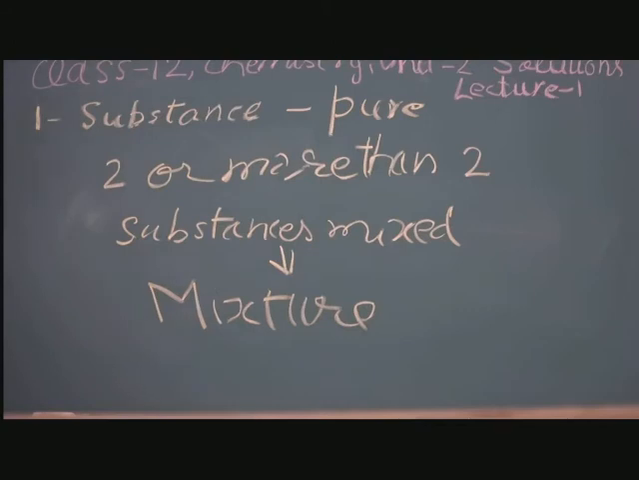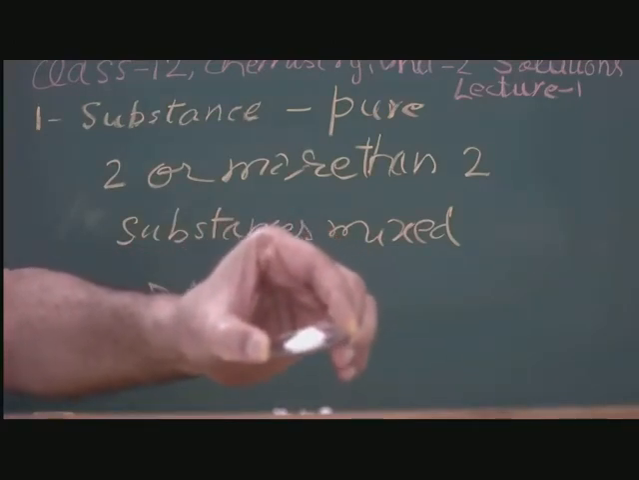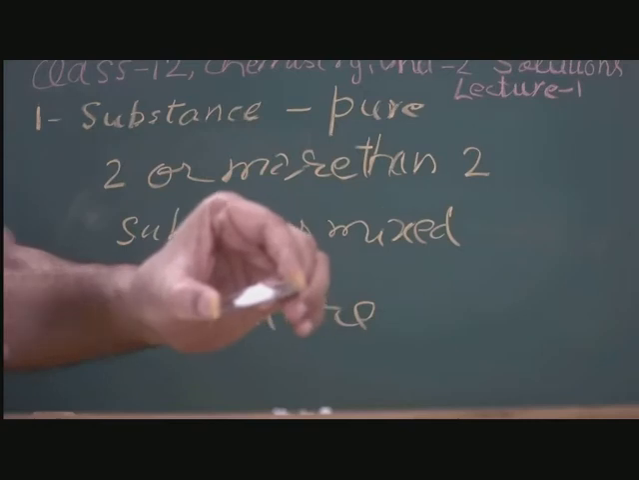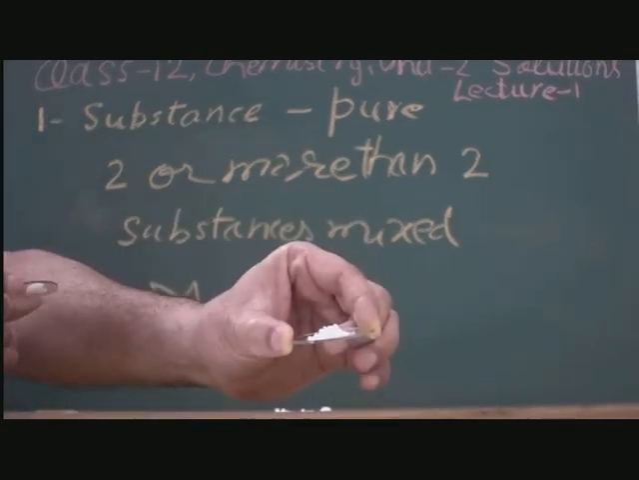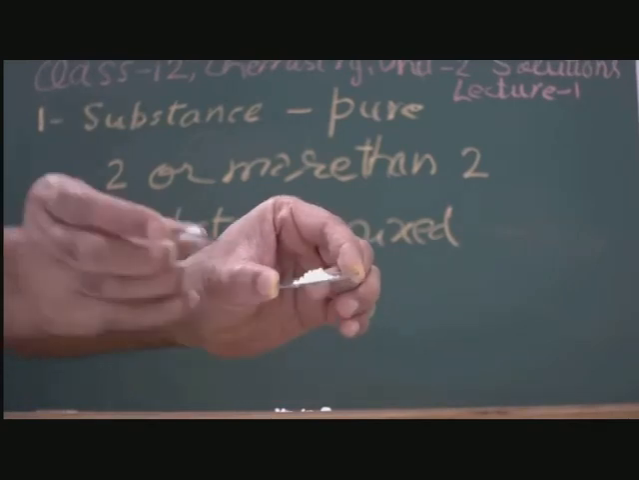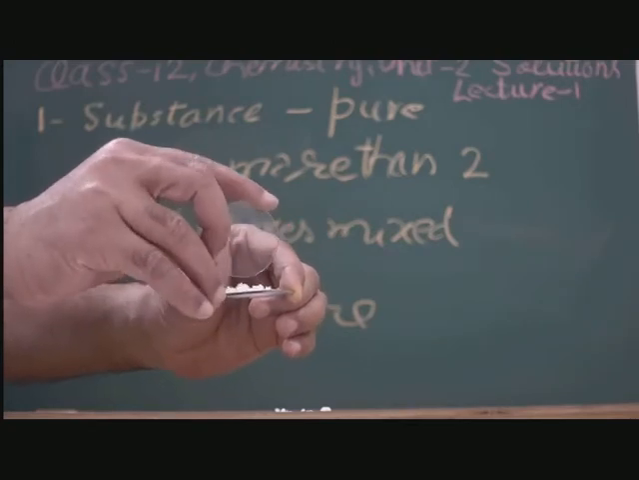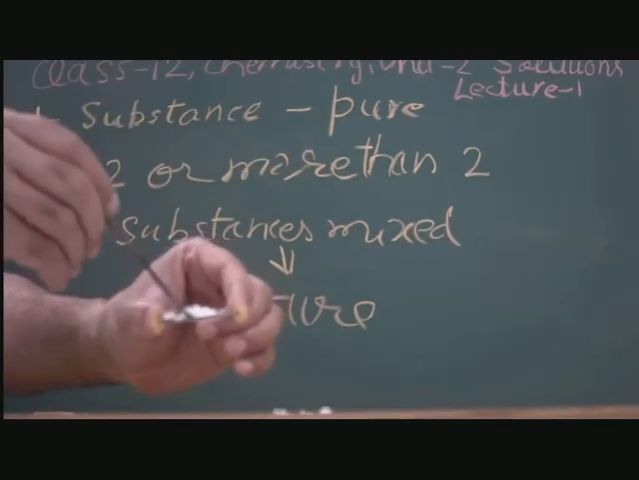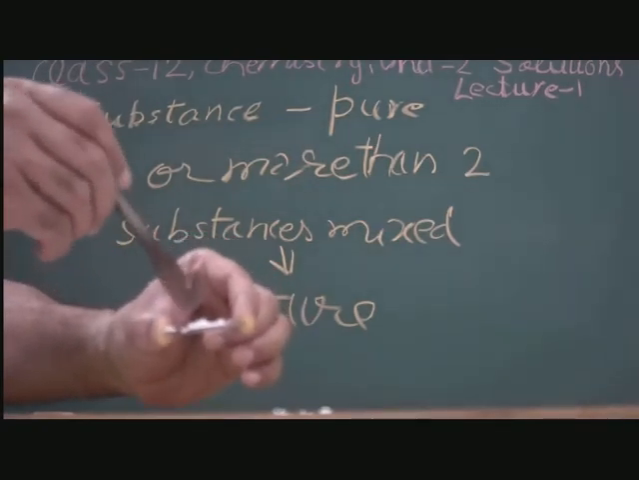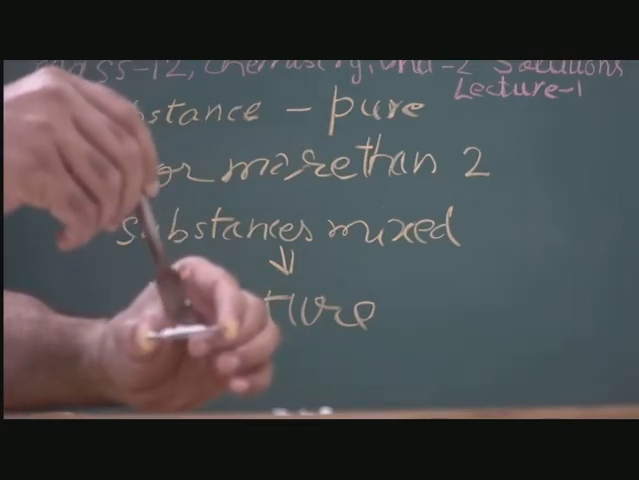Here I show you an example. You can see, here this is common salt, and this is boric acid. These two substances, when mixed together, then it becomes a mixture of substances. How many substances in this? Two substances mixed together.